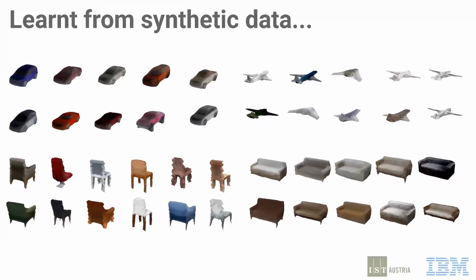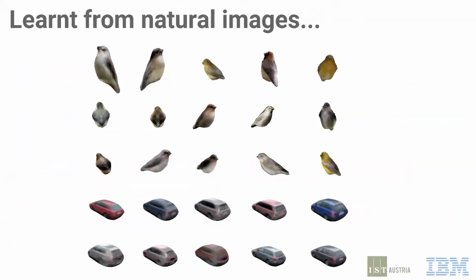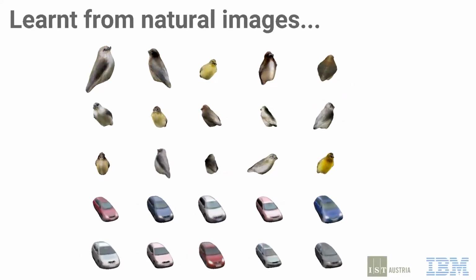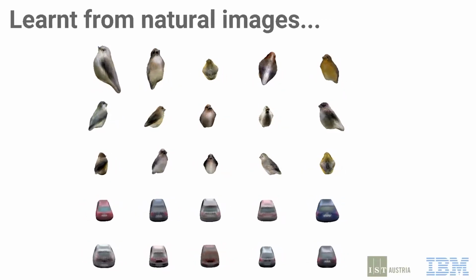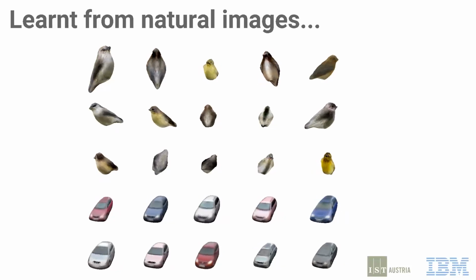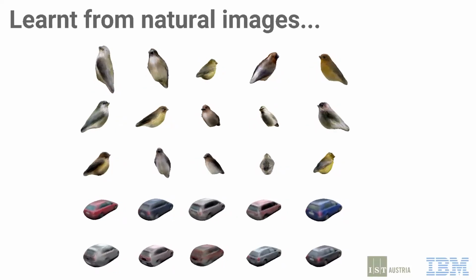We also test on 2 natural image classes, birds from the CUB dataset and cars from the Brno Compspeed dataset. Again, our model generates plausible and diverse samples for both classes.